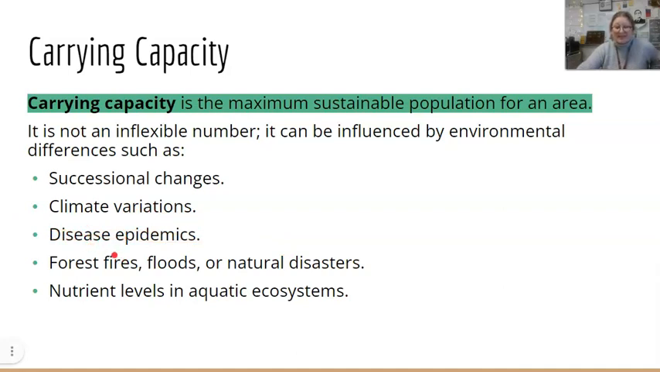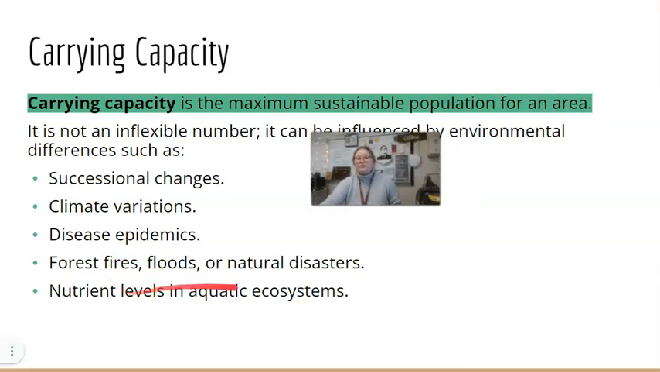it's density dependent. Forest fires, floods, or natural disasters would be an extrinsic limiting factor because it's coming from outside the population, and it's density independent. It does not matter how close or far apart you live. That forest fire is going through that forest.